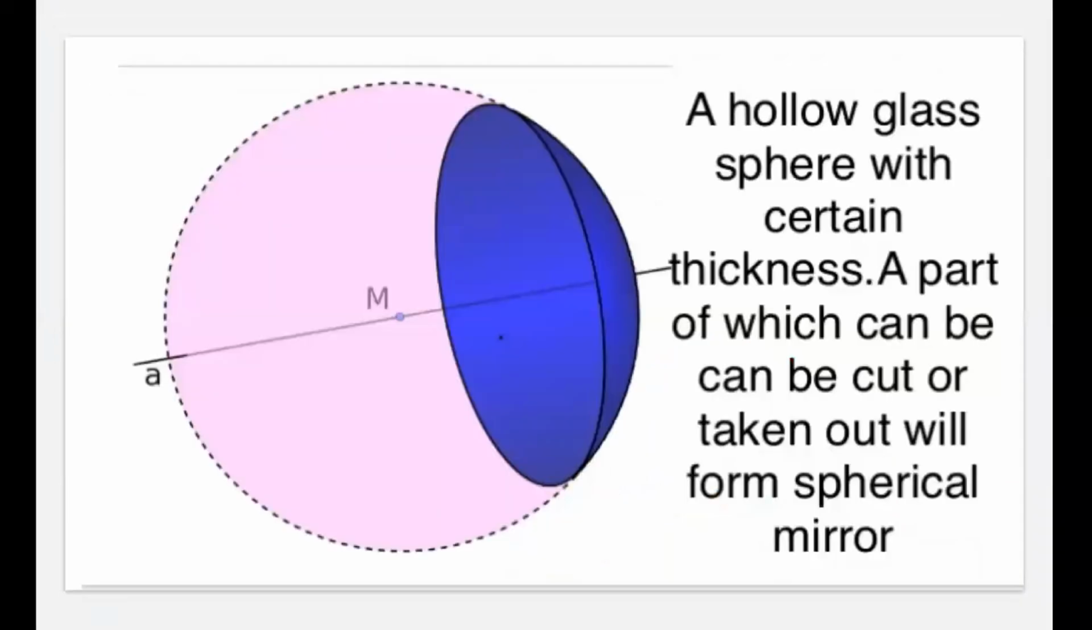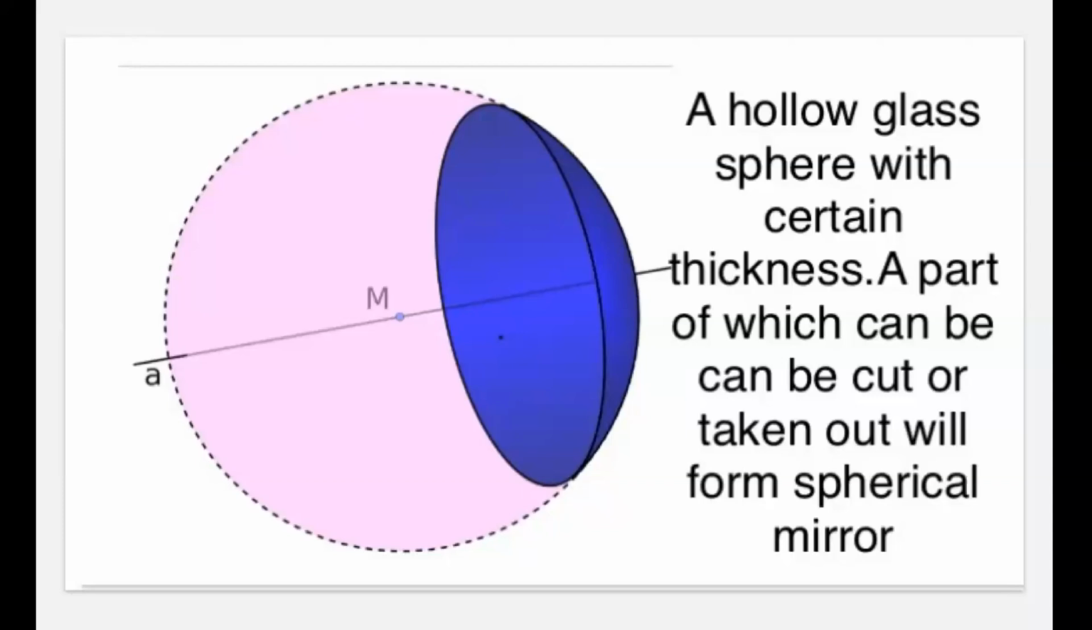Now see, here when we take a hollow sphere, how the things go, we will now see. Imagine this surface as a hollow glass sphere, a three-dimensional sphere. A hollow glass sphere with a certain thickness, a part which can be cut or taken out will form a spherical mirror. Now what we do is we take out this blue portion out of this sphere. Whatever we will get will be the mirror.